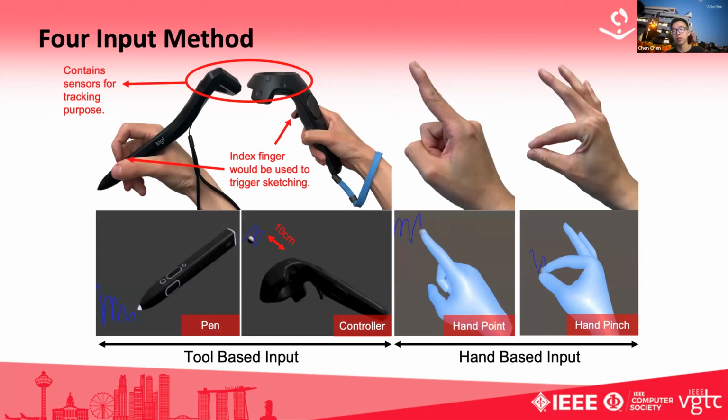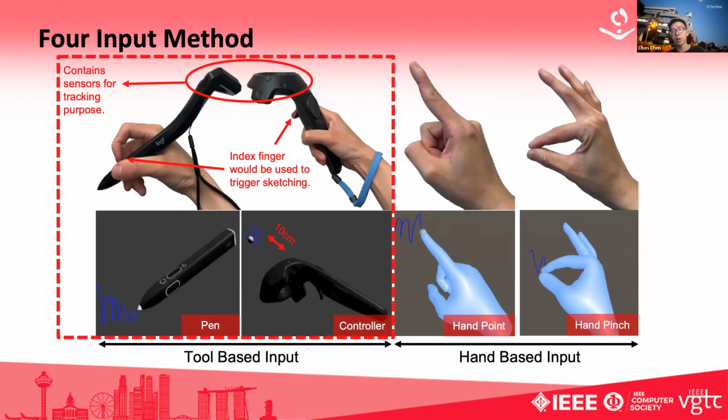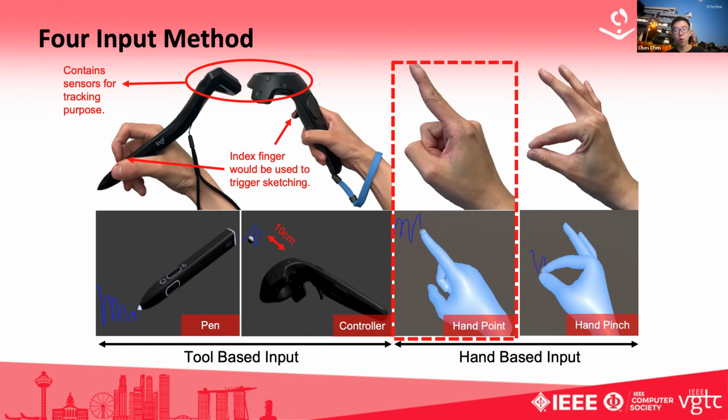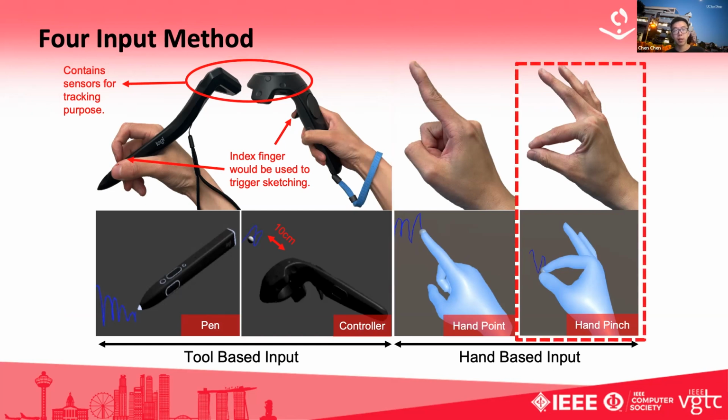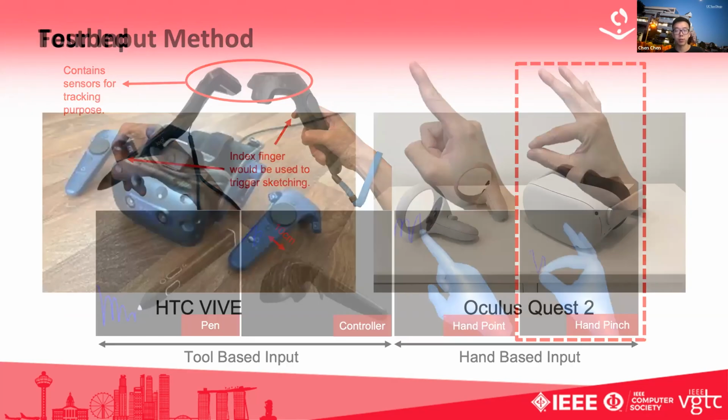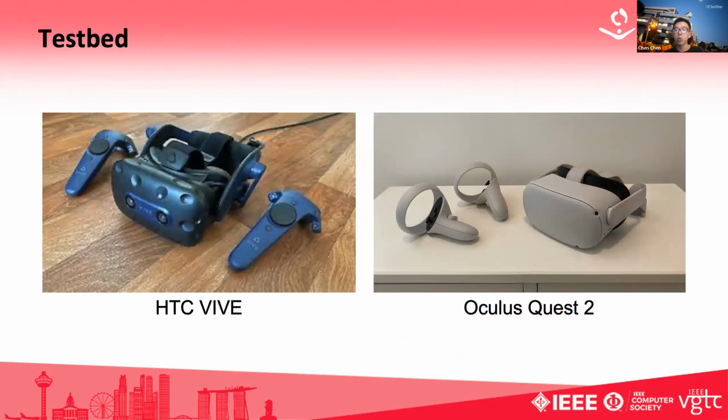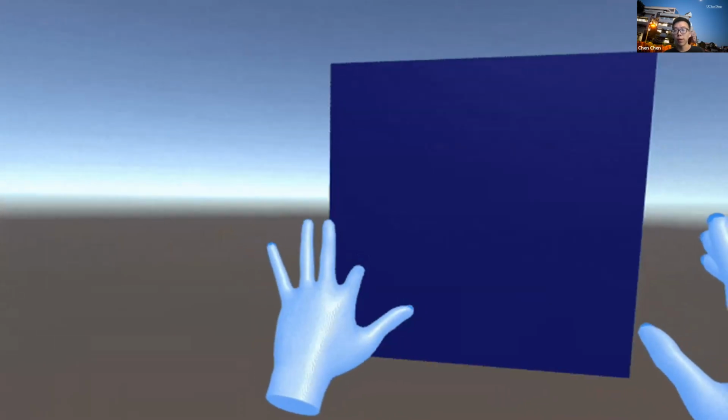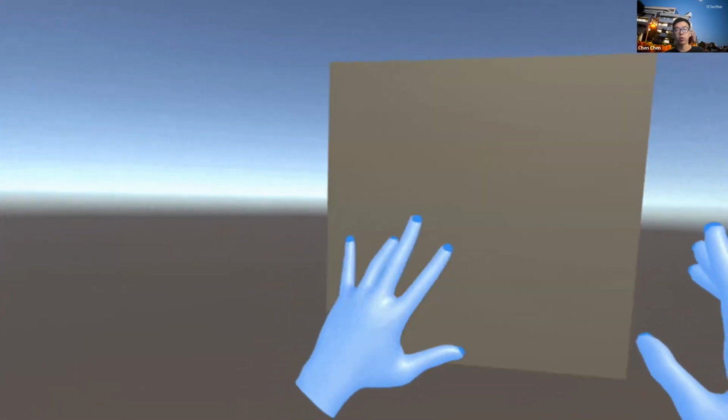Then, we also considered 4 input methods, including using a commercially available VR pen and VR controllers, bare hand pointing, and also hand pinching. We then prototyped our testbed on HTC Vive for controller and pen, as well as Oculus Quest 2 for the bare hand inputs, due to the merit of hand tracking performance on Oculus Quest 2.